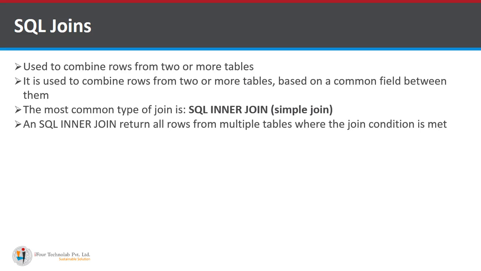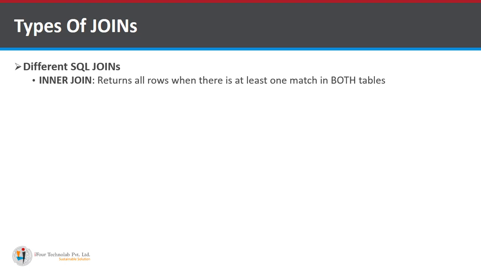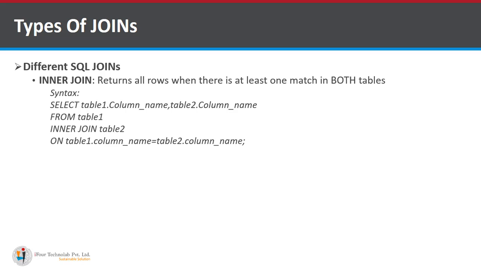SQL inner join returns all rows from multiple tables where the join condition is met. There are different types of joins. Inner join returns all the rows where there is at least one match in both tables. The syntax is SELECT table1.column name, table2.column name FROM table1 INNER JOIN table2 ON table1.column name equal to table2.column name. The ON table1.column name equal to table2.column name part is a must, according to the reference you have given in both the tables.